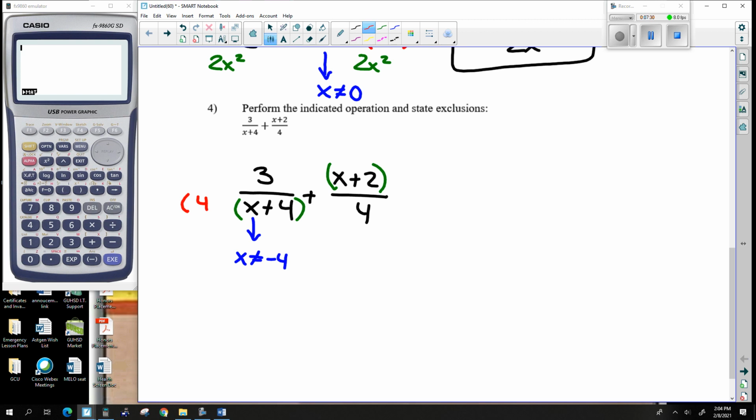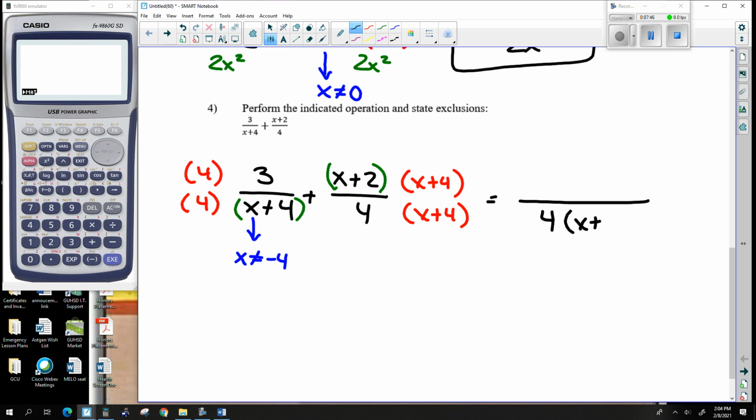This right-hand side needs a 4. The left-hand side needs a 4, and this right-hand side needs an x plus 4. All right, so that makes our grand denominator 4 times x plus 4. Let's see what we have here.